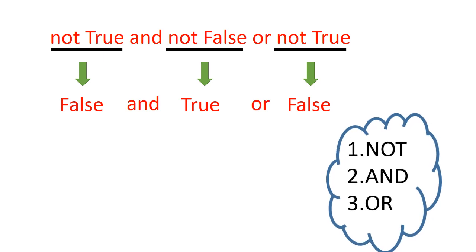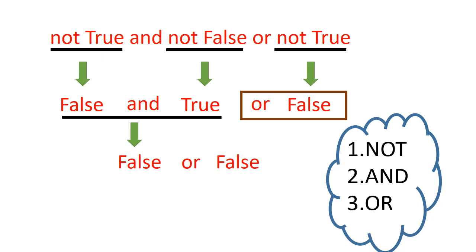Now I apply the order of operations. In this case, the AND operation must be performed before the OR operation. So I evaluate false and true first. The AND operation returns true if both the values are true and false otherwise. Since one of the values is false, the result of false and true is false.